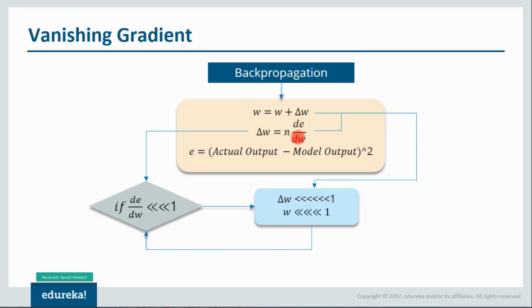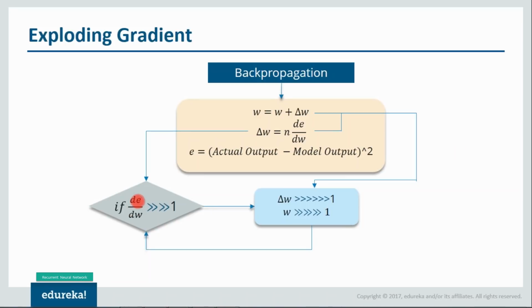So what happens during long-term dependencies: if this dE by dW becomes very small, then when you multiply it with the learning rate, which is again smaller than 1, you get a delta W which will be very, very small. That will be negligible. So the new weight that you'll get here will be almost equal to your old weight. I hope you're getting my point. There will be no updation of weights, guys. There won't be any learning here. That is nothing but your vanishing gradient problem. Similarly, exploding gradient is just the opposite of vanishing gradient.